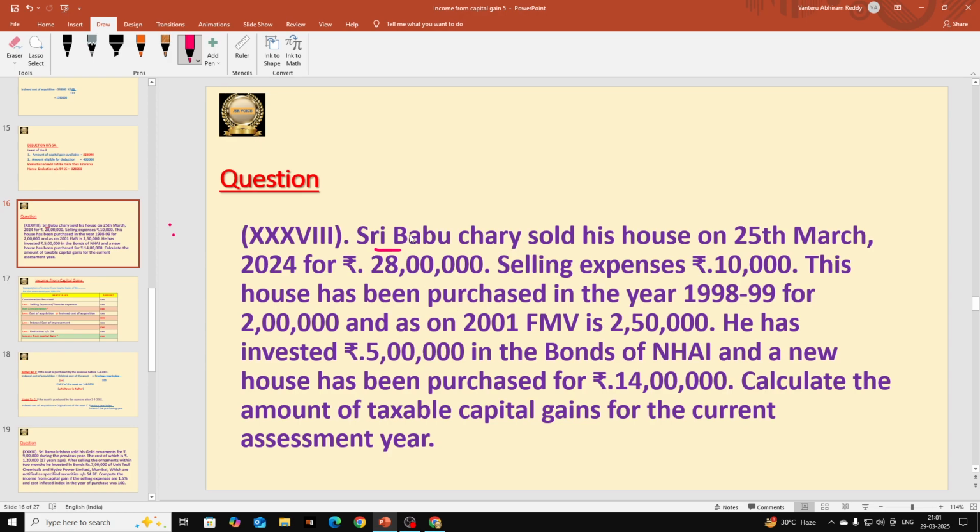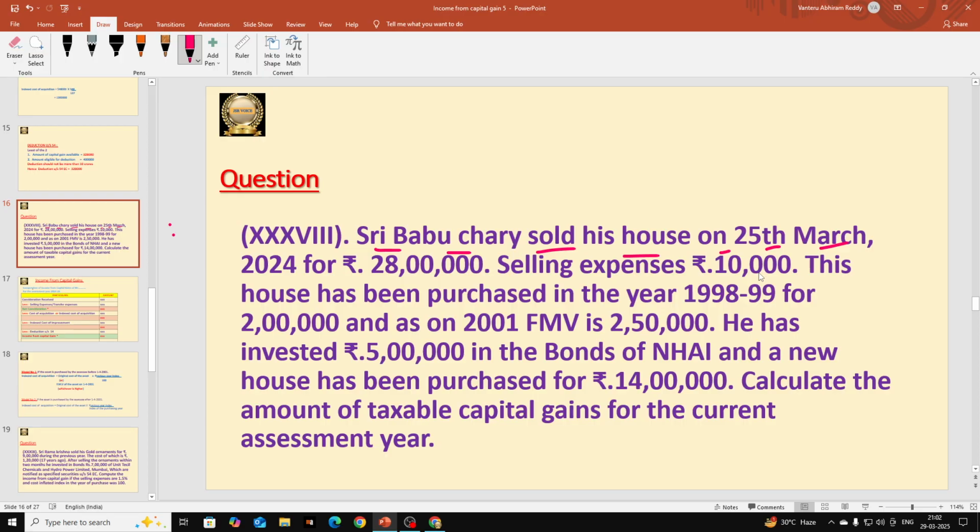So, the question is, Sri Babuchari sold his house on 25th March. So, here Babuchari is an assessee. He sold his house. House is nothing but a building. For land and buildings, we should consider the period of 2 years to determine whether that asset is a short term capital asset or long term capital asset. For other assets, we are going to take 3 years period to determine whether that is short term or long term. But here for house, for buildings, we are going to consider 2 years period.